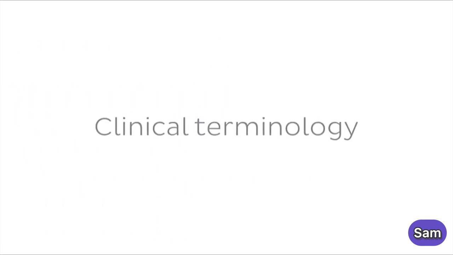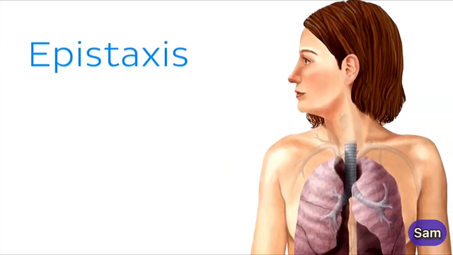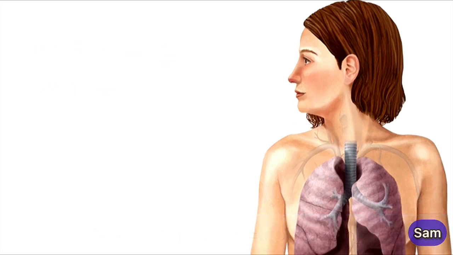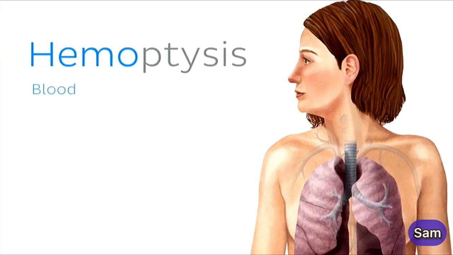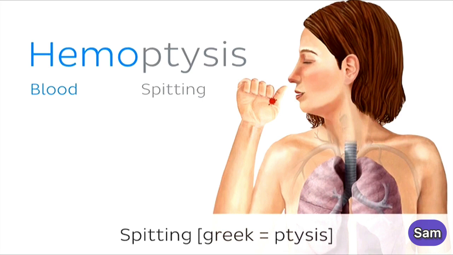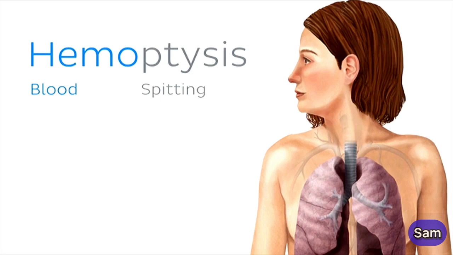Let's move on to our favorite, clinical terminology. That's what we're here for as healthcare professionals after all. Continuing with the theme of blood, we have a couple of conditions for you here. Epistaxis comes from the Greek epistazein and simply means nosebleed. Hemoptysis is a term which means coughing and spitting up blood or bloody sputum from the trachea, bronchi, or lungs, as what may occur with inflammation or cancer of these organs.